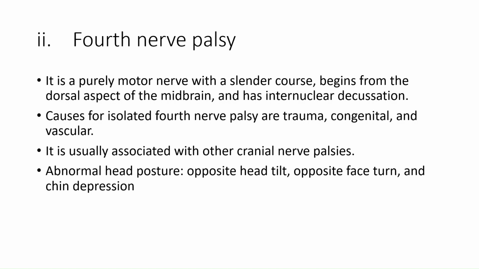So let's start with the fourth nerve now. It's purely a motor nerve with a slender long course and begins from the dorsal aspect of the midbrain and has internuclear decussation. So causes for an isolated nerve palsy are trauma, congenital and vascular. It's usually associated with other cranial nerve palsies.